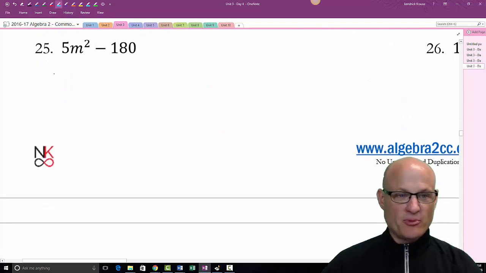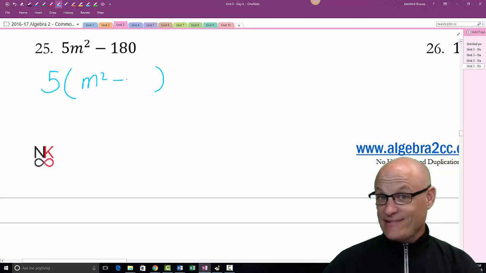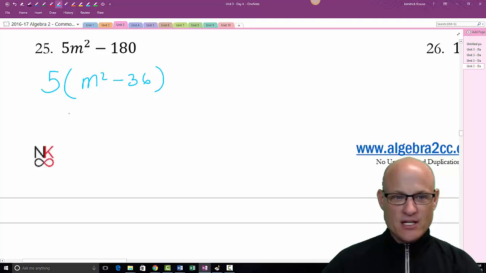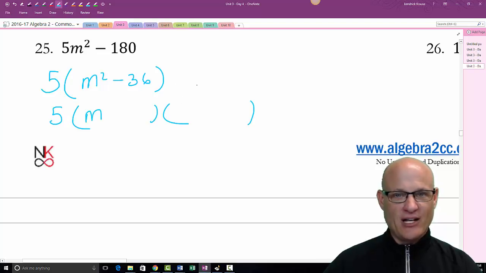GCF. These aren't perfect squares, but I certainly can take a 5 out, and I'm left with m squared minus 36. So I'll take out a 5. Don't forget that 5's got to come for a ride. M and M. Ooh, M&Ms. I love M&Ms. One's plus, and one's minus.